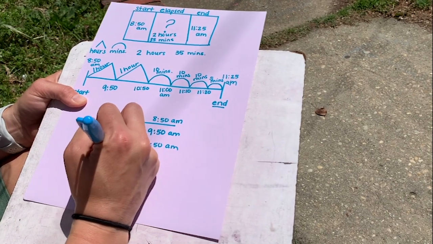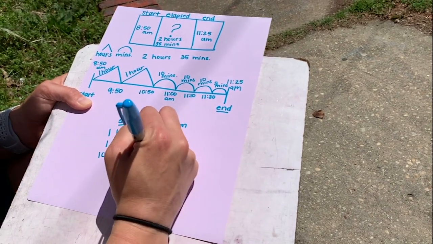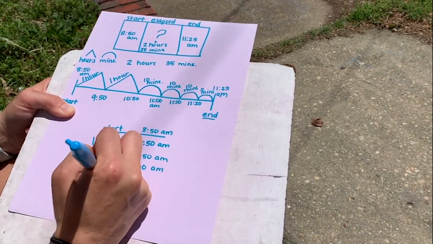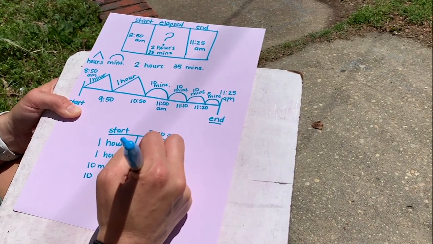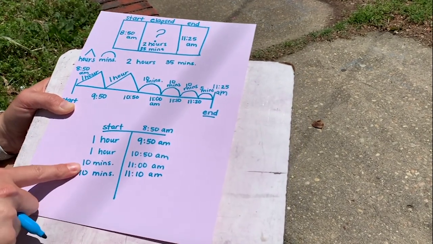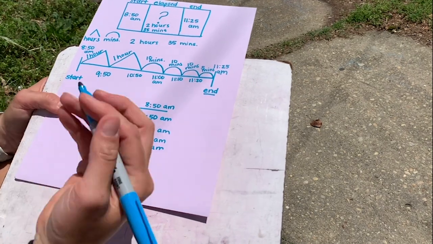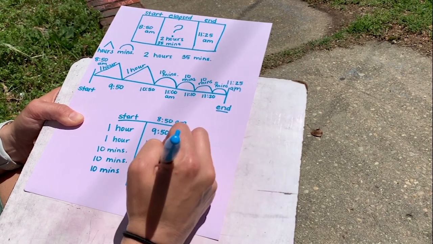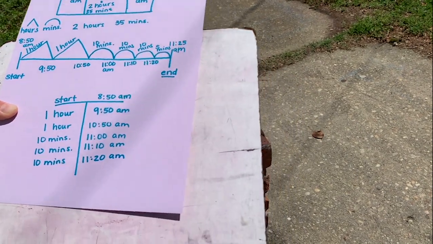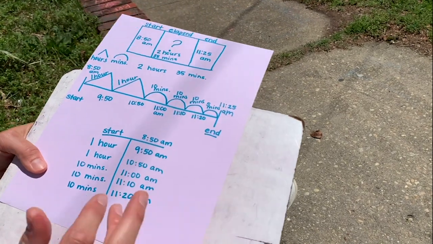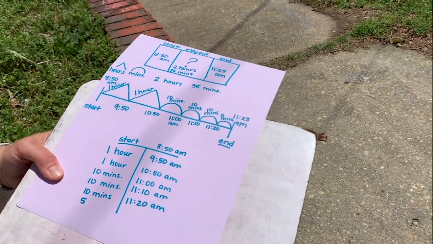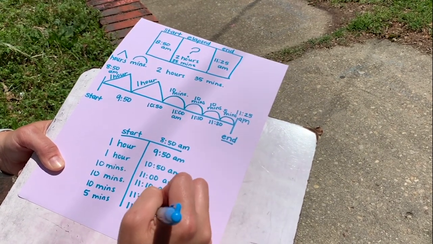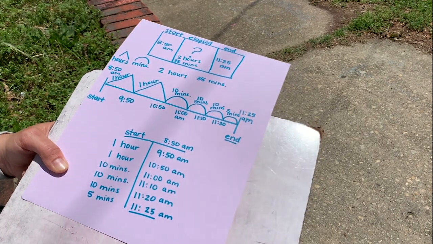10 minutes, I will now be at 11 a.m. I can jump another 10 minutes, and I will be at 11:10 a.m. And I'm keeping track of it all right here. I can jump another 10 minutes, and I will be at 11:20 a.m. If I jump another 10 minutes, I will be past my end time. So instead, I'm going to switch to a smaller increment of time, which is 5 minutes. And I am now at 11:25 a.m., which is my end time.